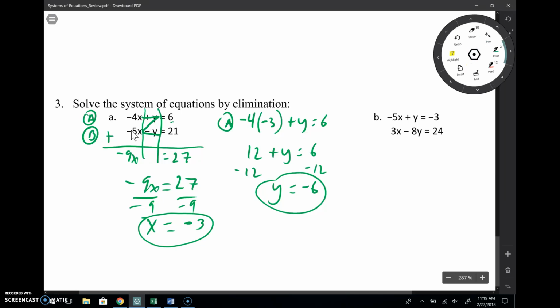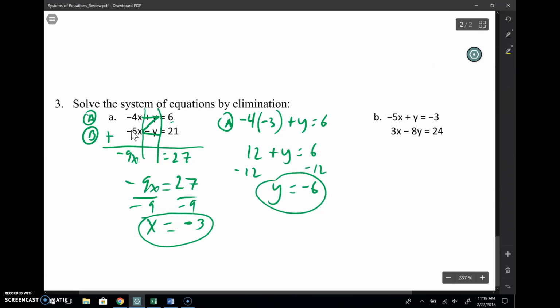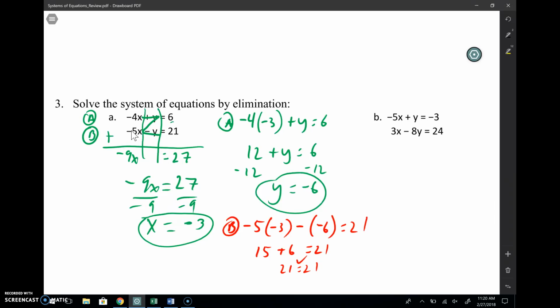But before I move on, I really want to check to make sure that I have the right solution point for both equations. It has to satisfy both equations. So I'm going to go ahead and check it with equation B. Equation B says negative 5x, and instead of x, I'm going to drop in negative 3, minus, instead of y, I'll write minus negative 6 is equal to 21. And negative 5 times negative 3 is positive 15. Minus a negative 6 is the same thing as adding 6. That's a double negative. 21 does equal 21. So my solution point works for both equations. So that's how you would solve systems of equations through elimination, through addition.